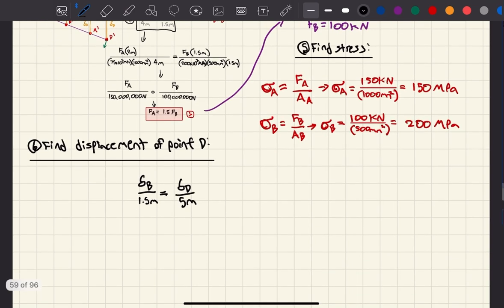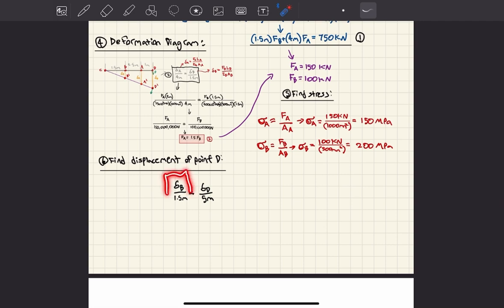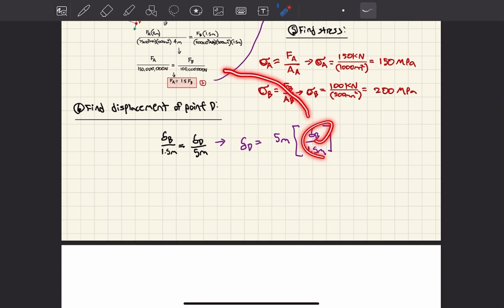I could redo the calculation, but I'm just going to sub in this side of the equation, because I already did it before. And I'm going to isolate for delta D, but I'll do it one step at a time. So delta D is equal to 5 meters multiplied by delta B over 1.5 meters, right? I can sub this one in with this.